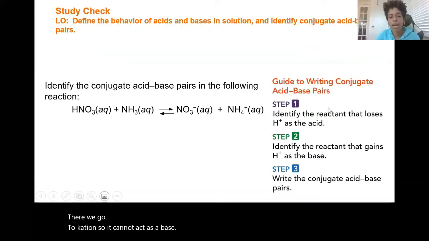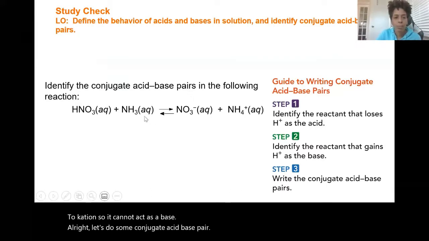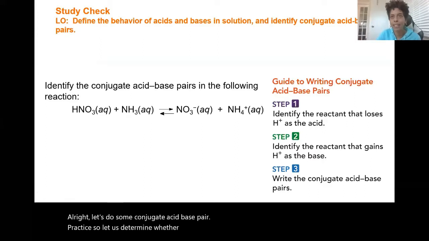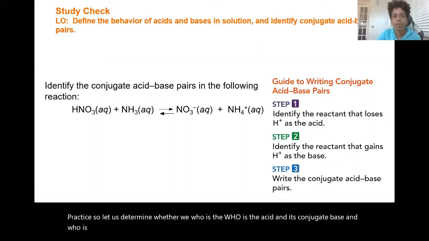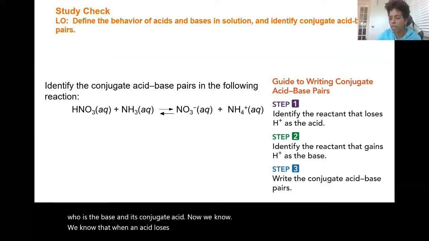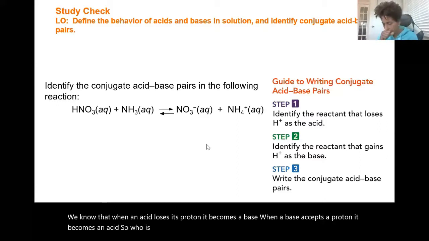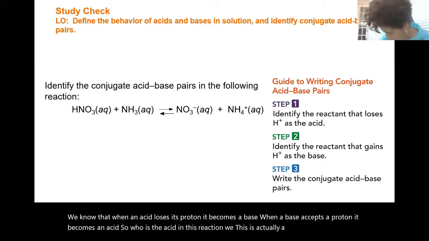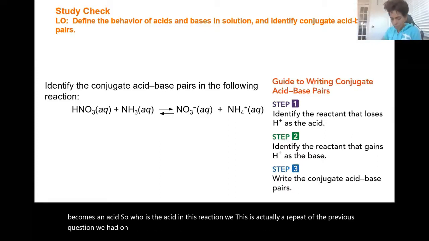All right, let's do some conjugate acid-base pair practice. So let us determine who is the acid and its conjugate base, and who is the base and its conjugate acid. Now we know that when an acid loses its proton, it becomes a base. When a base accepts a proton, it becomes an acid. So who is the acid in this reaction? This is actually a repeat of the previous question we had on the practice page, but to the next level.